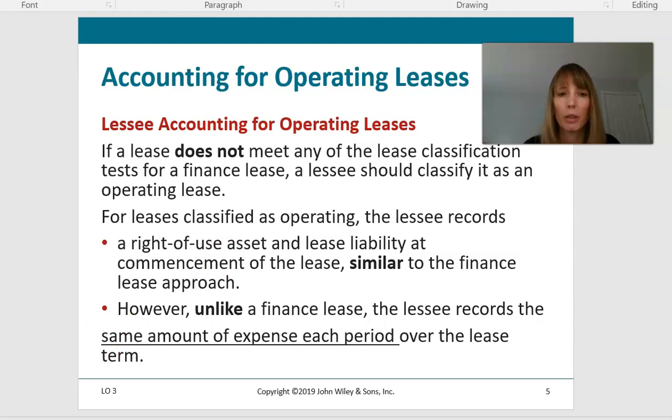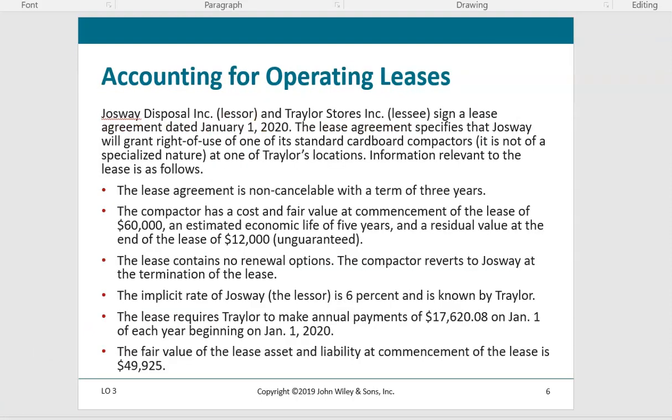Let's take a look at an example. Jazzway Disposal, the lessor, and Trailer Stores, the lessee, sign a lease agreement dated January 1st, 2020. The lease agreement specifies that Jazzway will grant right of use of one of its standard cardboard compactors, which is not of a specialized nature, at one of Trailer's locations. Here's some information related to the lease. The lease is non-cancelable and the lease term is 3 years. The compactor, the leased equipment, has a cost and fair value at commencement date of the lease of $60,000, an economic life of 5 years, and a residual value at the end of the lease of $12,000.